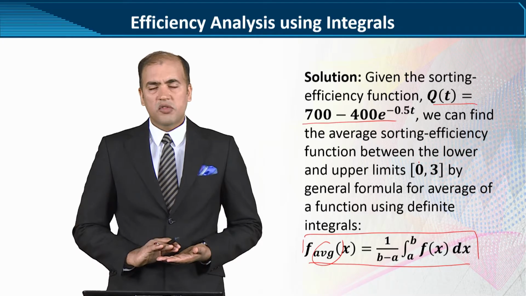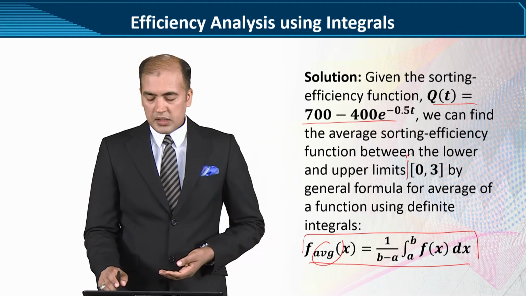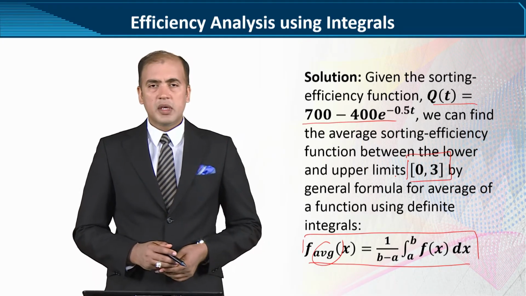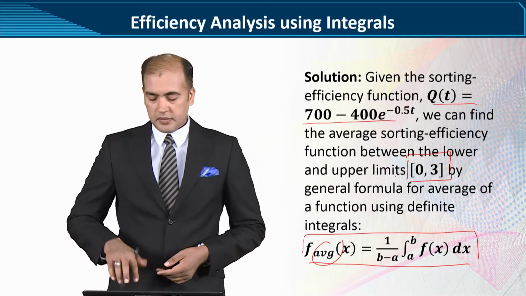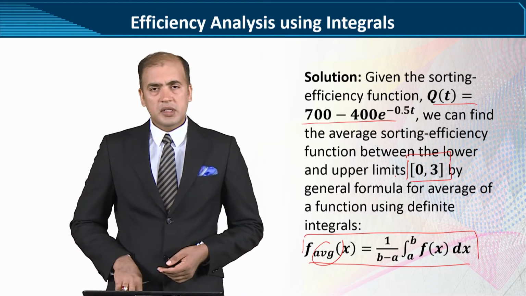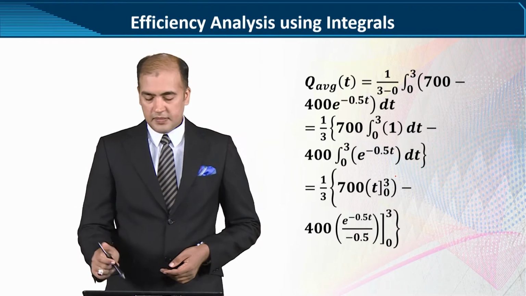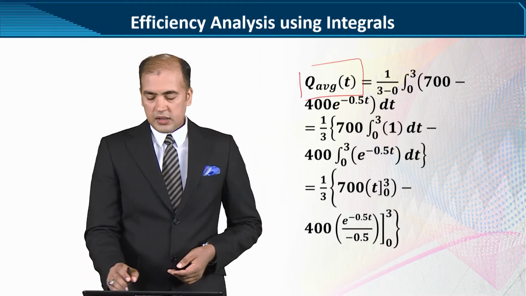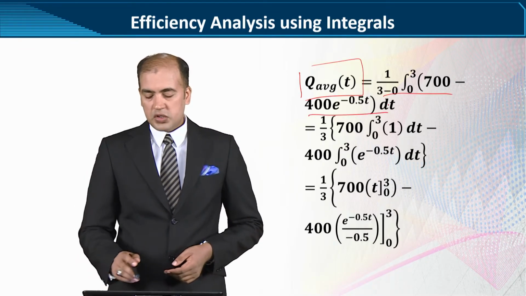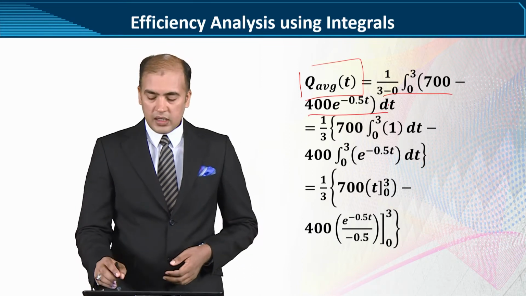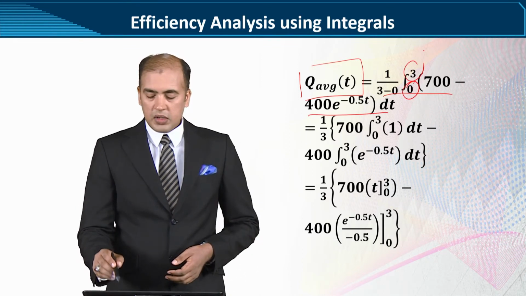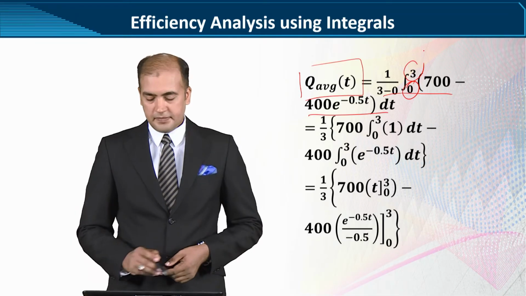and we are also told that we are to assess the efficiency for the 3 months from now. That is, the upper and lower limits will be 3 and 0. So now we are all set to apply this formula. Q average T, ये है हमारे पास वो फंक्शन जो कि हमें गिवन था जिसके हमने वैल्यूज लगाई. ये आप देख रहे हैं लोअर लिमिट और ये आप देख रहे हैं अपर लिमिट.